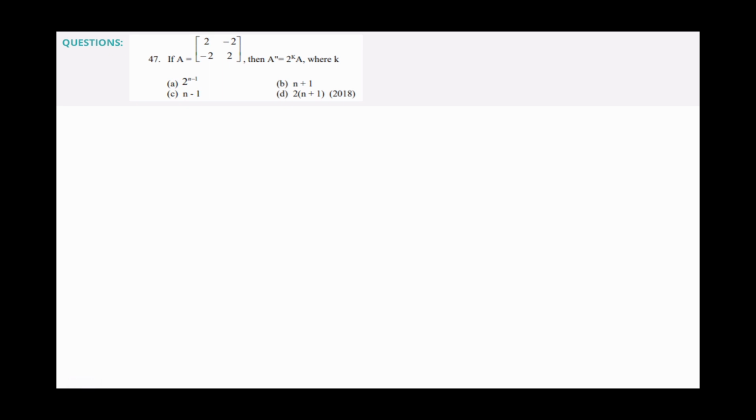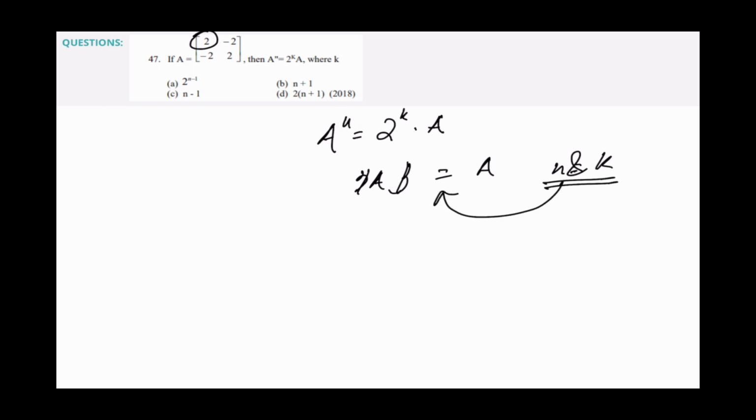Next question. When this kind of question comes, you don't have to solve the whole thing. Try to work with the first number only. What they've given is A power n is nothing but 2 power k into A. So we have to find the values of n and k such that A can be equal to A. Let's say I'm putting n equal to 1, so I'm getting A is equal to 2 power k into A. So for it to become A equal to A, k should be 0. So n equal to 1 and k equal to 0, then I'll get 2 power 0, that is 1 into A.